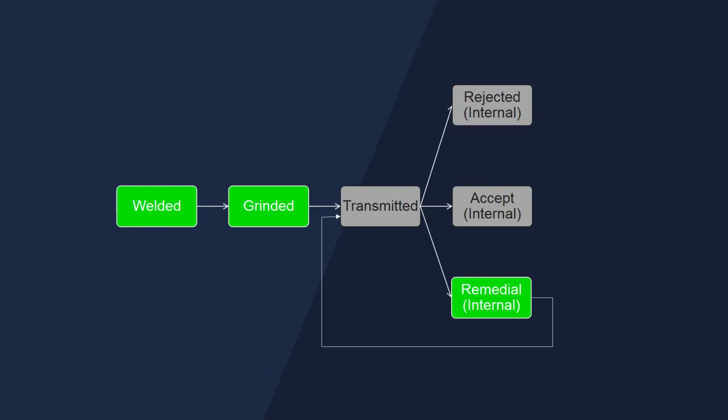So as a welder, you can edit the welds in the following status: welded, grinded and remedial. The other welds can be reviewed, but you will not have the authorization for modification.